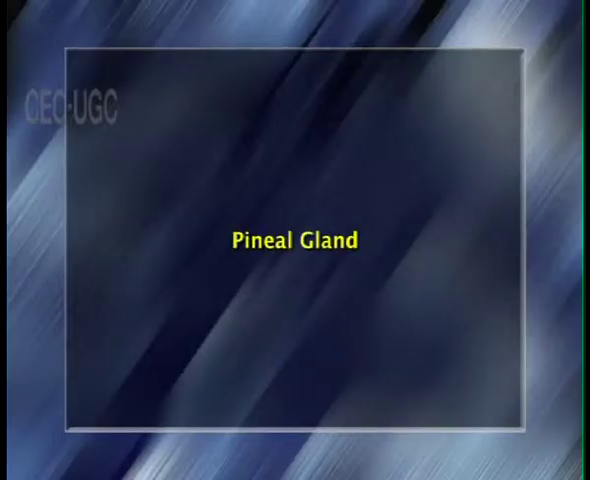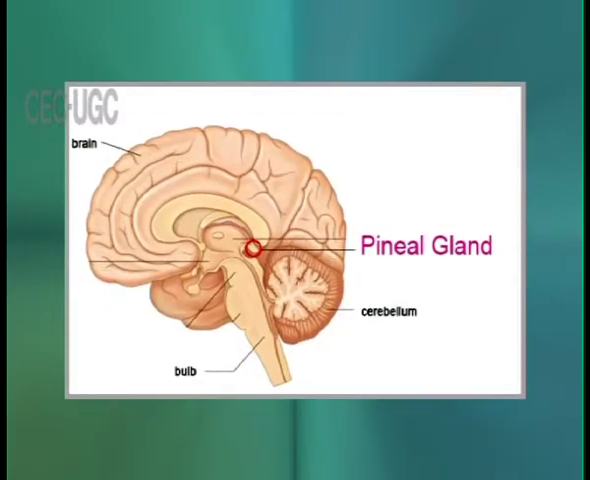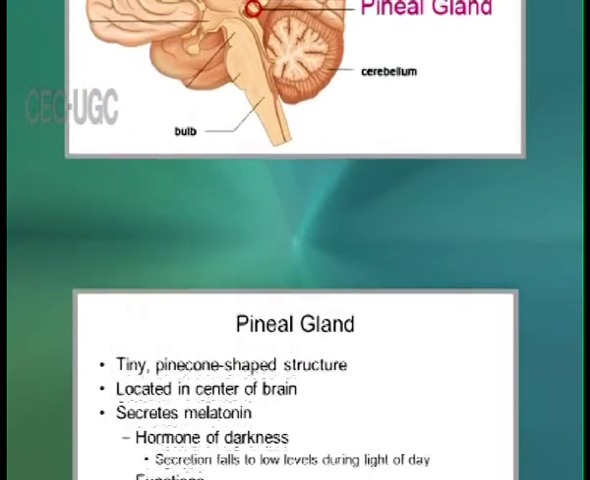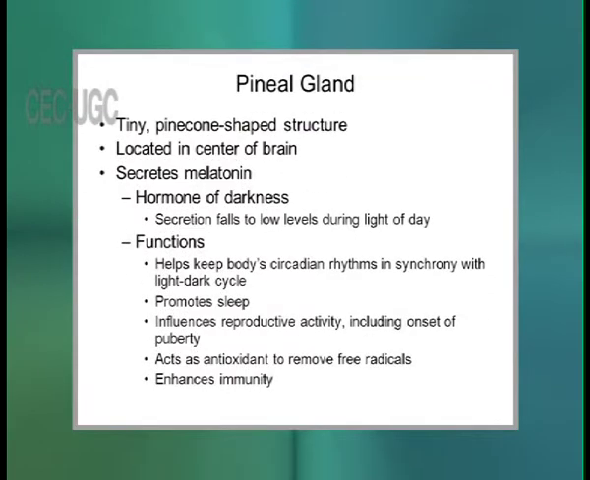Then pineal gland. The pineal gland is a small pine cone shaped mass of glandular tissue found just posterior to the thalamus of the brain. The pineal gland produces the hormone melatonin that helps to regulate the human sleep-wake cycle known as the circadian rhythm.